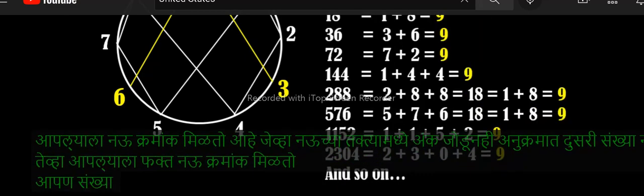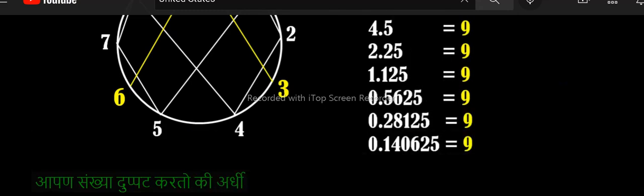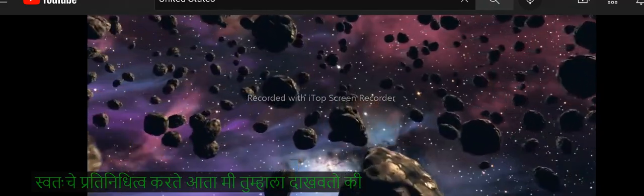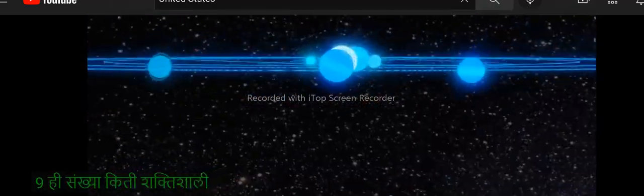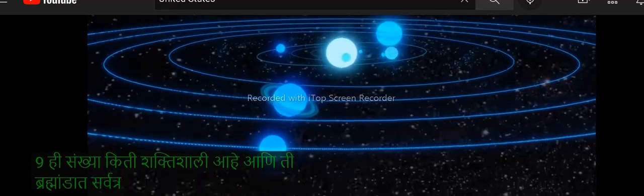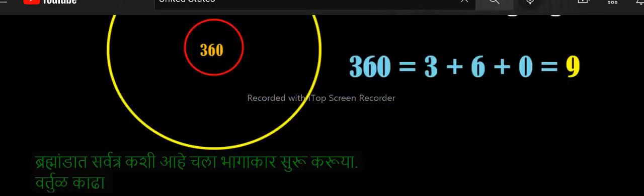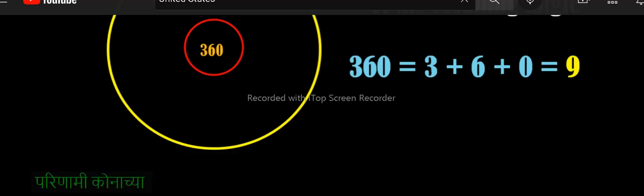So we see whether we double or halve the numbers starting from number 9, we always get the number 9 only. It implies that number 9 represents itself. Now let me show you how powerful the number 9 is and how it is present everywhere in the universe. Let's start dividing a circle and see the sum of digits of the resulting angle.